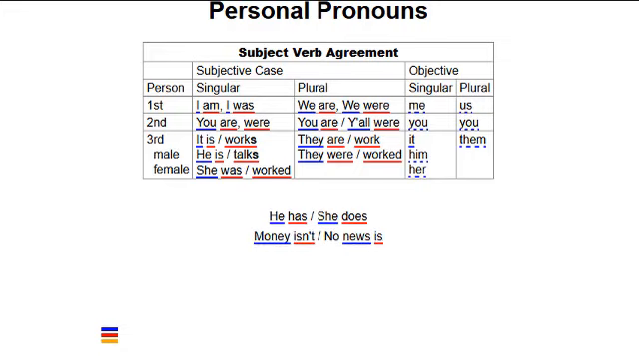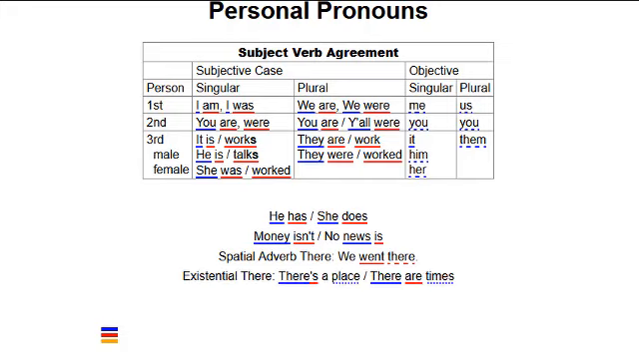Uncountable nouns are considered third person singular. Money isn't everything. No news is good news. The pronoun that causes the most common subject-verb agreement mistakes is there. The spatial adverb in we went there might be the first thing that comes to mind when you hear the word there, but I'm referring to the existential there. As a subject, it can take either the singular or plural forms of linking verbs. There's a place. There are times. The number of things there represents is determined by the noun phrase which follows it.